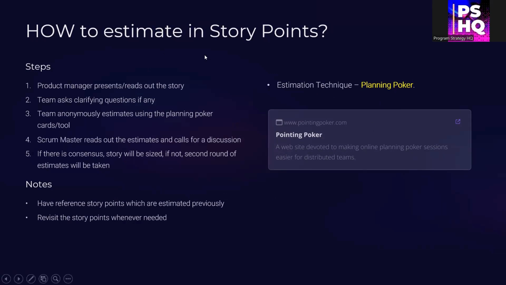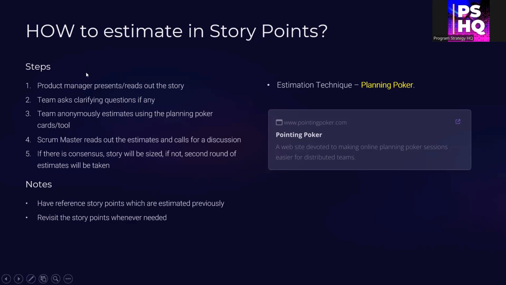How do we estimate? Initially, in any refinement session, the product owner will have his priorities defined. He will know what as a team we are planning to do, and he picks up the top priority stories. He picks up one story and reads it out. He presents the story to his team. After that, the team will ask clarifying questions on the scope.